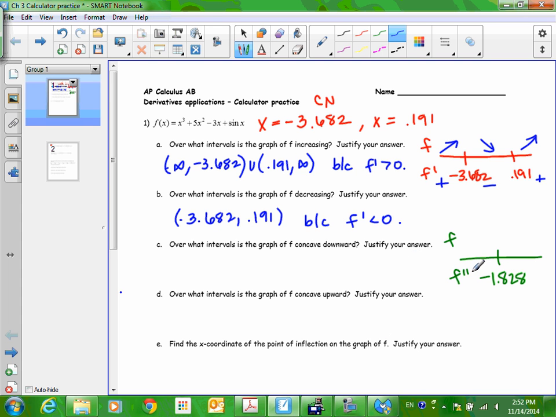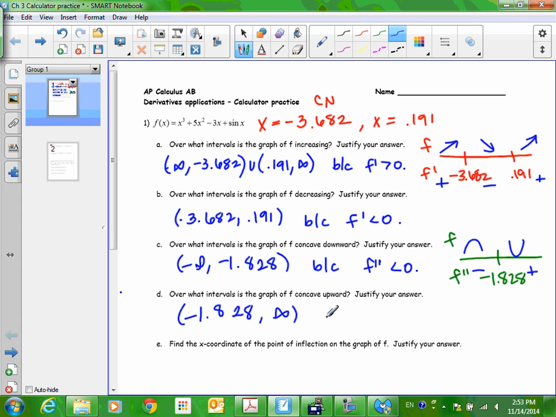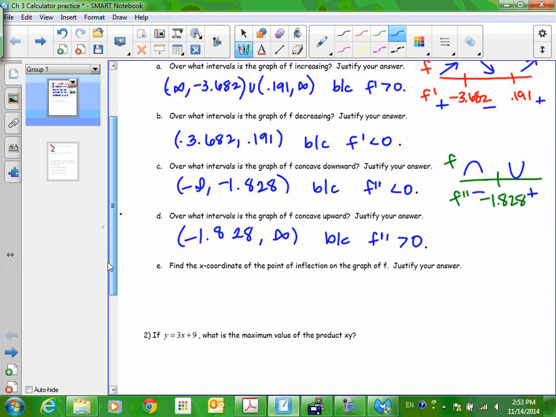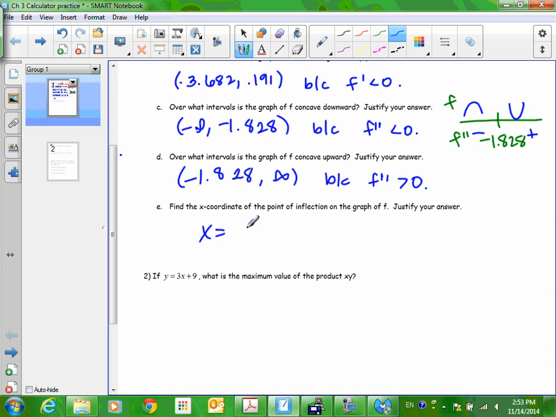All right, I'm picking up the pace on this problem. Okay, so concave down, negative infinity to negative 1.828. What's my justification? Yeah, you guys should be great at justifications by now. And write yourself notes. Help yourself out so that when you look back at this, you remember how to do it.